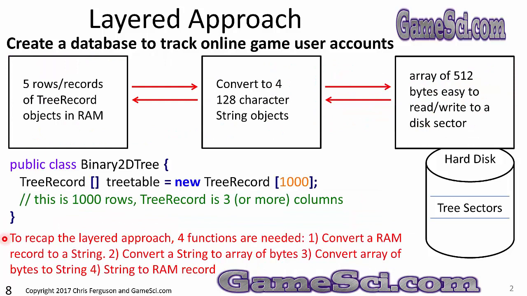To recap the layered approach, 4 functions are needed. We need to convert a RAM record to a string. Take a RAM record, a record is a row of the 2D table, and convert it to an array of characters. Easy enough. We then need to convert the string to an array of bytes. Converting a character and a string to a byte is super simple. Then going back the other way, we need to convert from an array of bytes to a string. Again, very easy, and we already did it for hash tables. Then we have to take a string and convert it to a RAM record, a row of the 2D table.